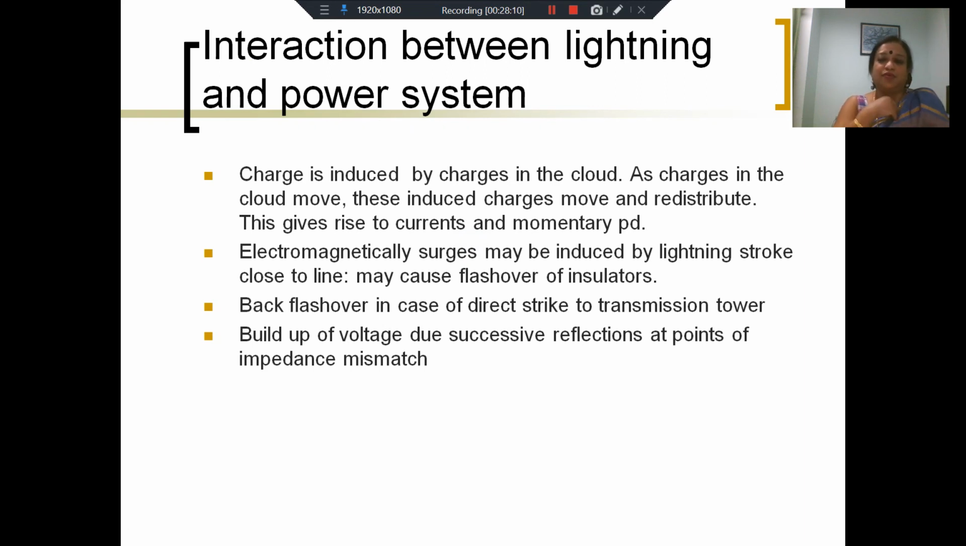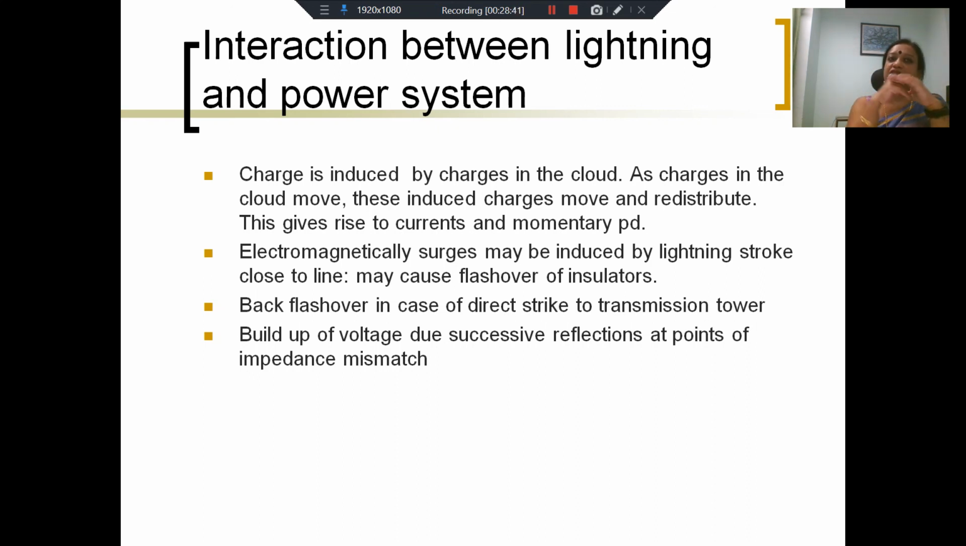Now let us see what exactly happens in the power systems when the power system begins to interact with the lightning. When there is a conductor, the power transmission network, and over that you have a cloud full of charges, let us say. It is very highly charged. So these charges on the cloud will not only induce charges on the ground below it, but will also induce charges on the transmission wires. So there will be induced charges.